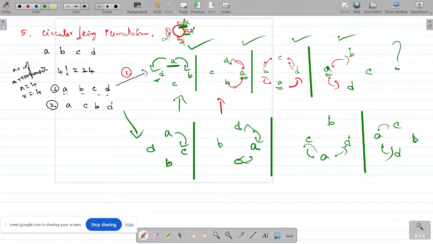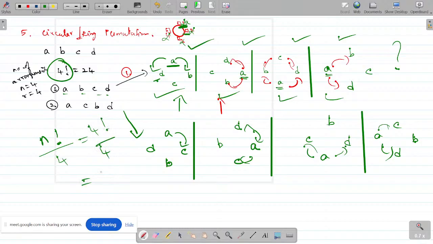Which means arrangement is repeated. So from the prior knowledge, we know that if arrangements are repeated, we remove the repeated arrangements. Actually, we have here n factorial ways of arranging. Here, the number of arrangements made is 1, 2, 3, 4, so you divide by 4, which is 4 factorial divided by 4, which is 4 into 3 factorial divided by 4. Strike out this 4, you get 3 factorial, which is nothing but n minus 1 factorial.